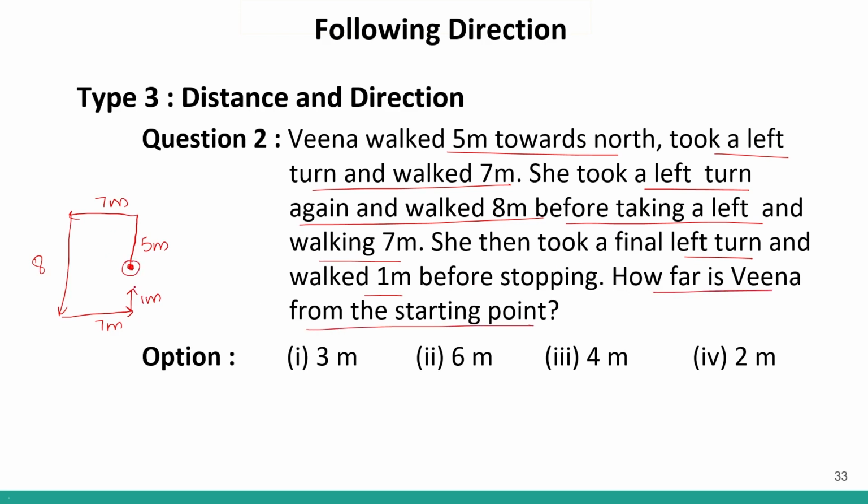So from the starting point till here, we can say this direction 8 will be equal to, let's say this direction is x, then x plus 5 plus 1. So x will be 2 meters, which is option number 4. So option number 4 will be the correct answer.